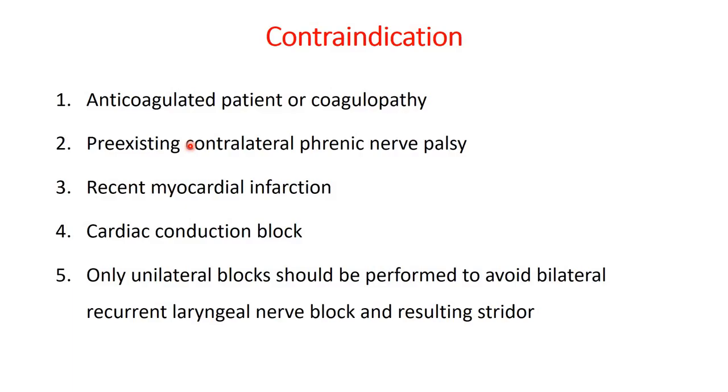And if the patient is having a recent myocardial infarction, giving a stellate ganglion block is going to be a disaster, because it is going to completely cut down the sympathetic supply to the heart. Thereby it can reduce the chronotropic support and inotropic support of the heart also. And those patients who have cardiac conduction block, never give a stellate ganglion block, and only a unilateral block should be performed to avoid bilateral recurrent laryngeal nerve block and resulting stridor.